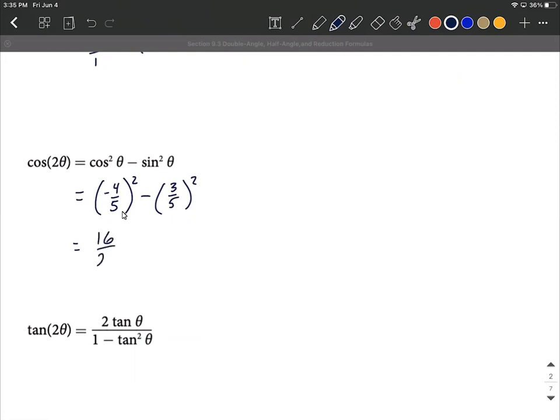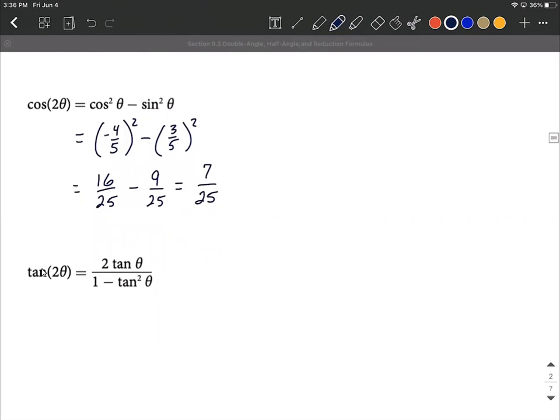So we get 16/25 minus 9/25. All that remains is to combine these fractions together. We already have a common denominator, so we'll keep it. 16 minus 9 gives us a positive 7. So we get 7/25. Positive 7/25 is the double angle for cosine of theta.